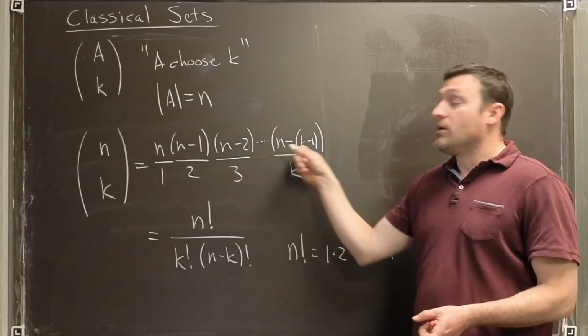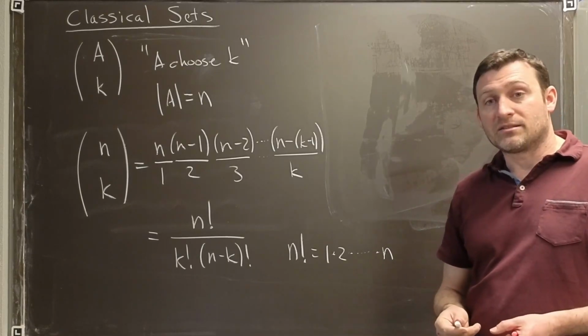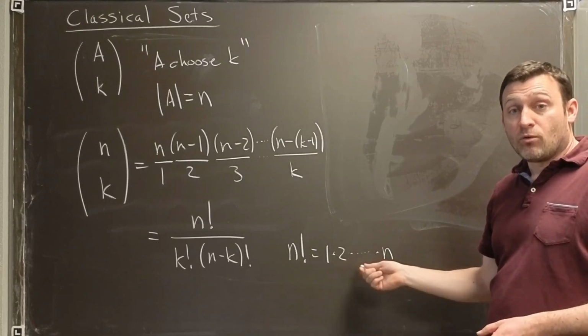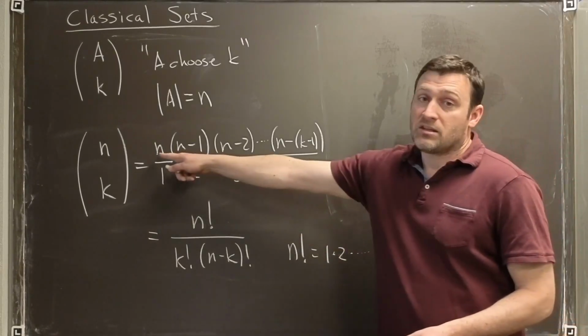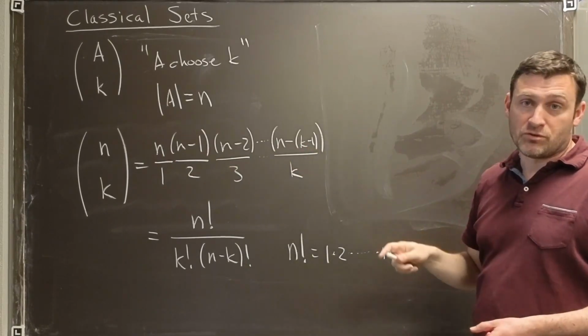Continuing this pattern on, I stop when I reach k in the denominator. There's a simple formula for writing this down compactly. If we write n factorial as the product 1 times 2 all the way up to n, then we can see that this is part of the n factorial story, only we've stopped too soon.